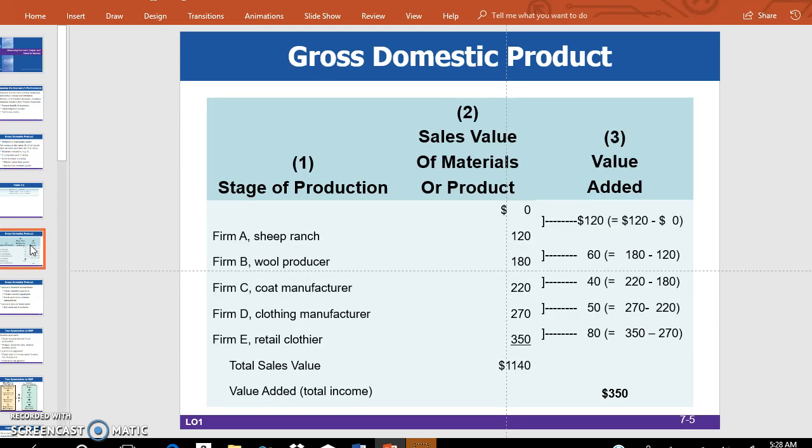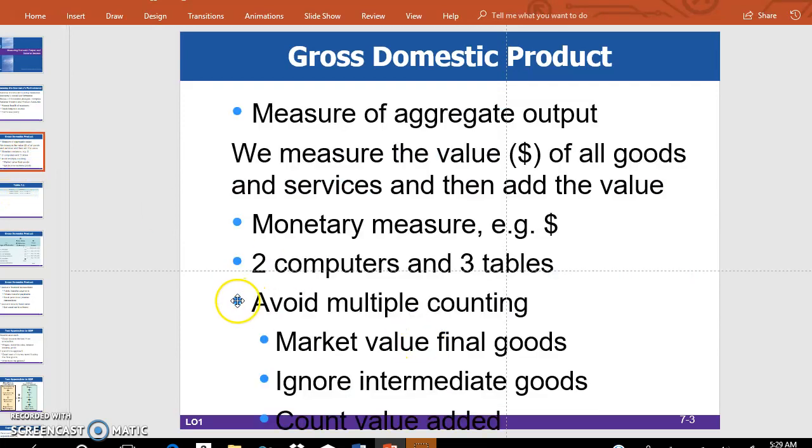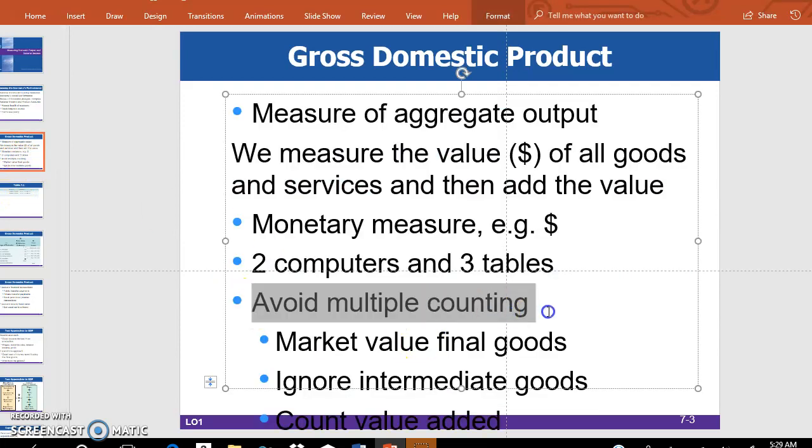Now we go to the next problem, gross domestic product. When we want to add the value of goods and services, we have to be careful, right?